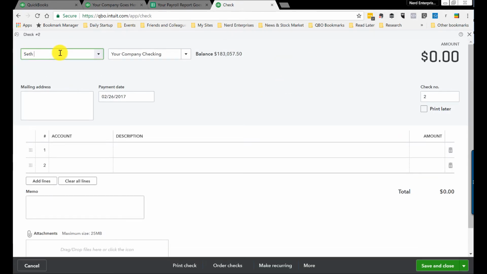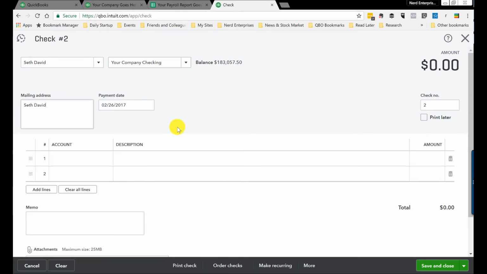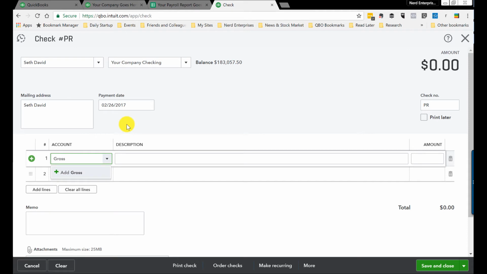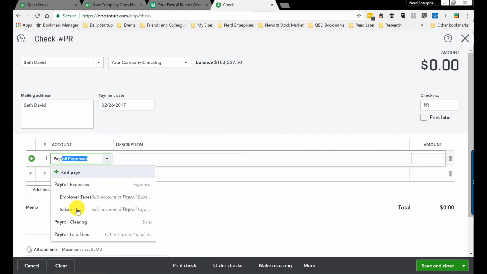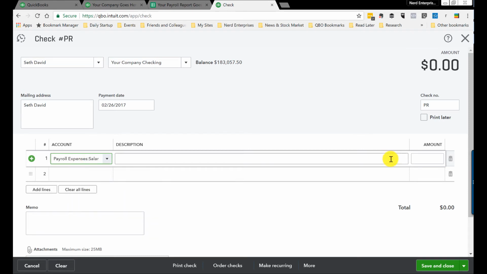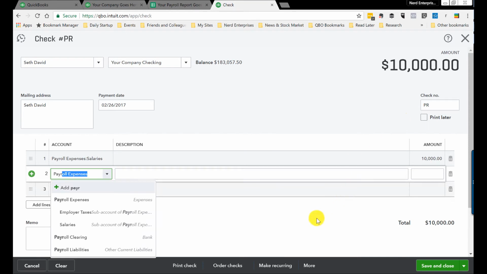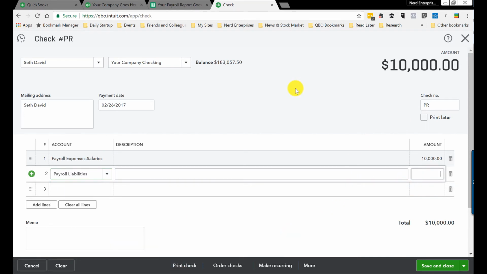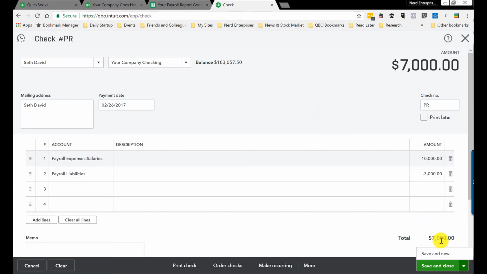Right? Pay is going to be me. So now we want the details. I want the payees in here because I want to be able to report based on who was paid what. All right, for the check number, I might even put PR for payroll. And it's going to be the exact same process, but we're doing it for each individual employee as a separate payment. So, salaries, 10,000, payroll liabilities, minus 3,000, right? Save and new.